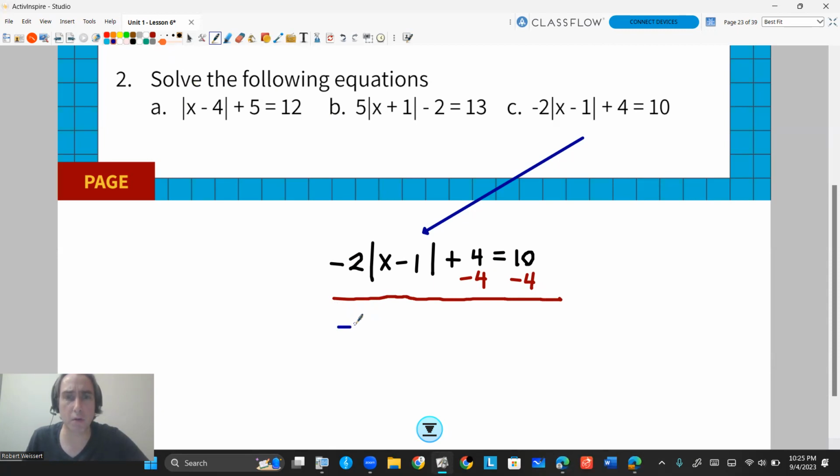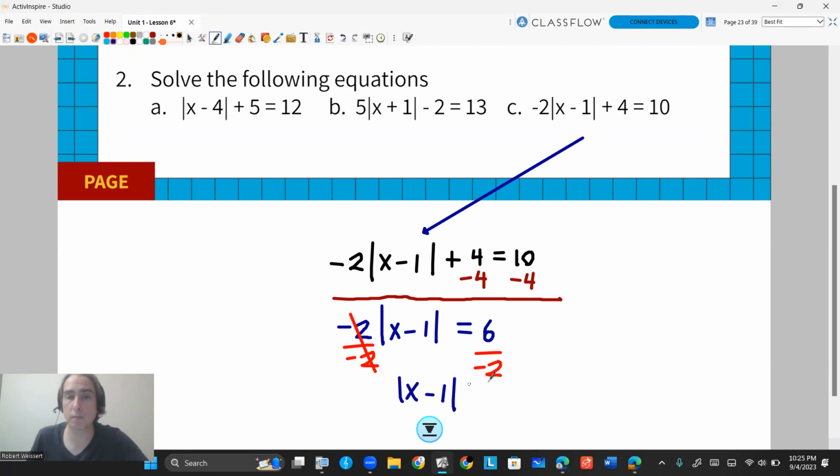So we'd say negative 2, absolute value x minus 1, equals 6. Now, can't distribute a negative into an absolute value. What you can do is you can divide both sides by a negative. So if I say divided by negative 2, cross that out, you're going to get the absolute value of x minus 1, drum roll please, is equal to negative 3. Mr. W, we just learned that we can't have an absolute value equal negative. That is correct. This is not going to work.